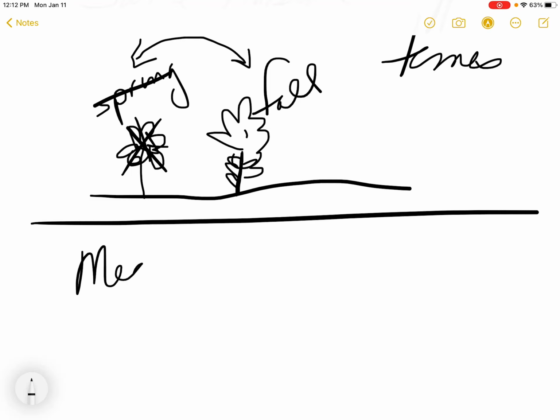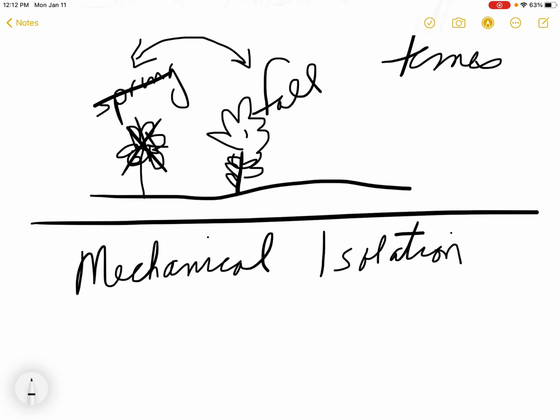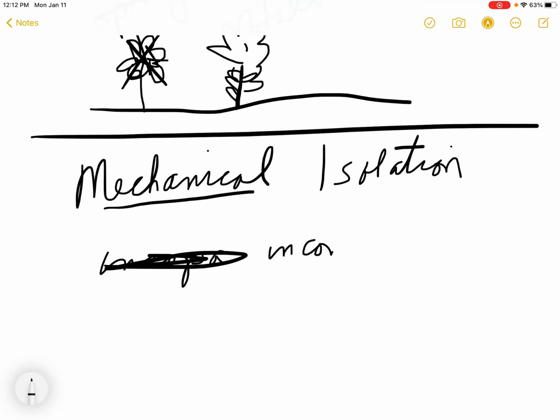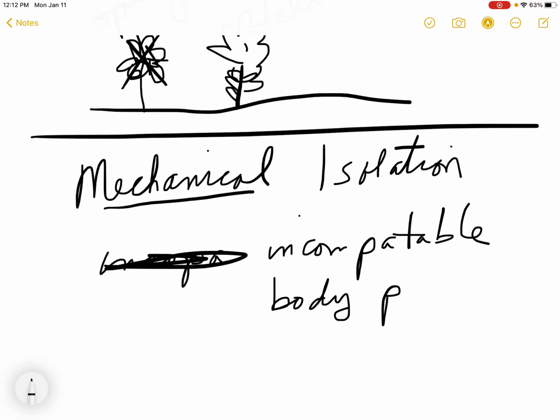Then we have something called mechanical isolation. Now, the word mechanical usually means that it has to do with the way you work, your insides, the mechanics of them. And what this basically means is that they have incompatible body parts.